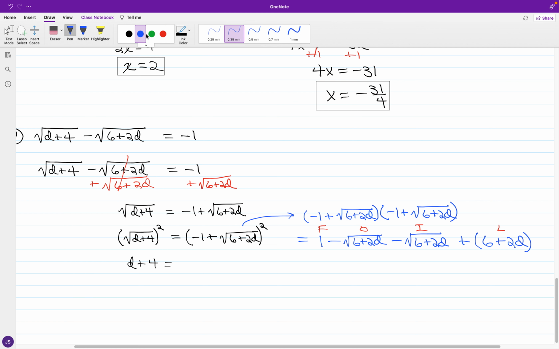and last products. And for what we have in the ensuing development, at the front I have a constant, and guess what? I can combine 1 at the front with the 6 from the last product. So 1 and 6 is 7. And if I combine the outside and the inside products, you've got minus 1 square root of 6 plus 2d minus another 1 times the square root of 6 plus 2d. And for the last product, I've already joined 1 and 6, and so I have 2d left over.